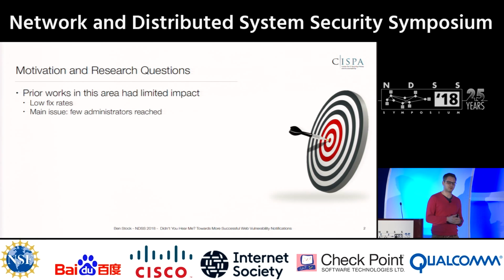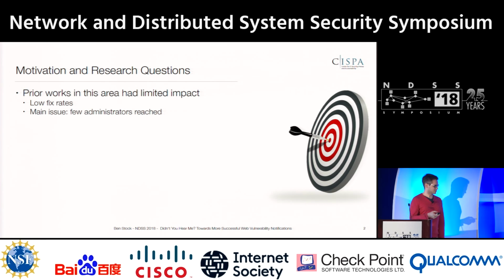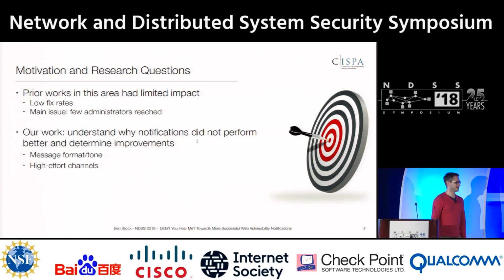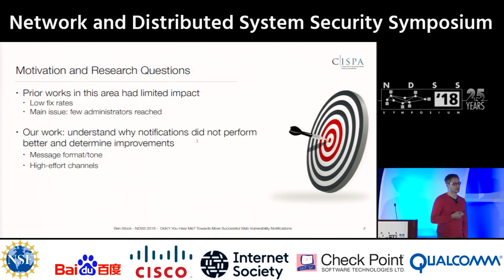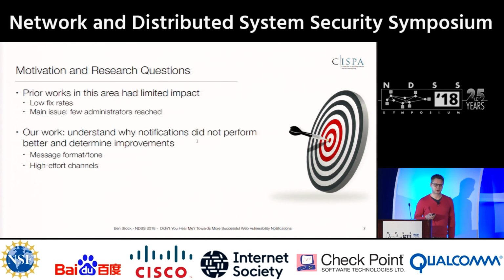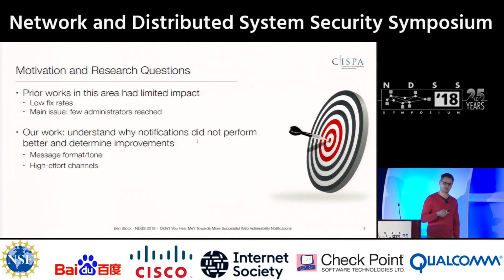And both papers found that the main issue was that we did not manage to reach people in the first place so they could even look at the information. So in this paper, we continued this line of research and tried to understand why notifications did not perform better, and also tried to come up with better ways of doing such notifications. That is, we varied the message format and the message tone, and also compared it to what I'd call high-effort channels, that is, even calling people on the phone.